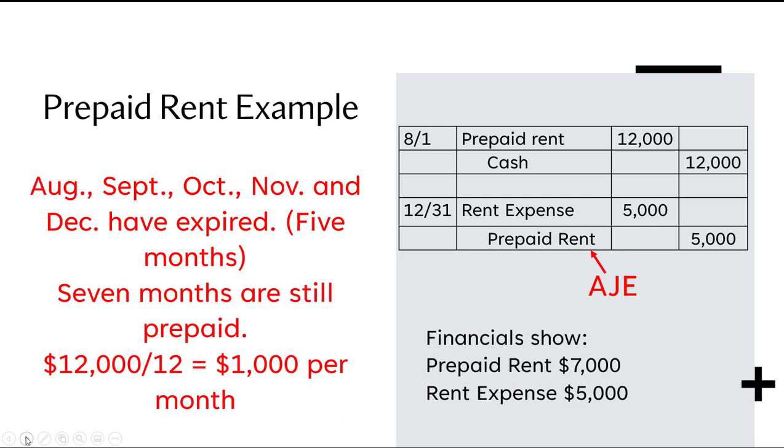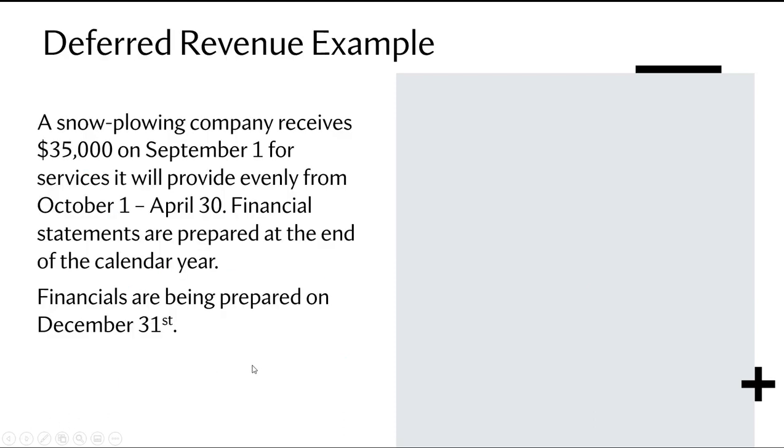One more deferral example. Let's look at deferred revenue. When you have deferred revenue, what that means is that a customer paid you for something that you have not yet given them. So they paid you for goods or services that you have not yet delivered. So what does that mean? That means that your company has a liability, and that's what deferred revenue is.